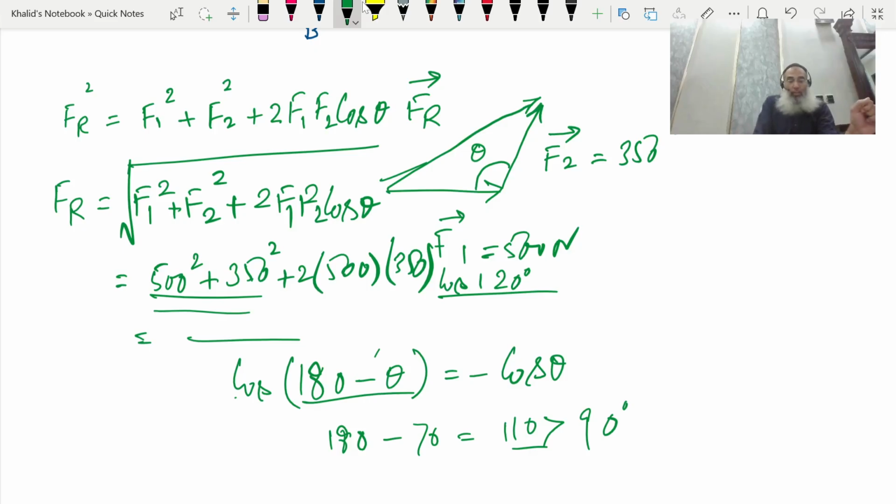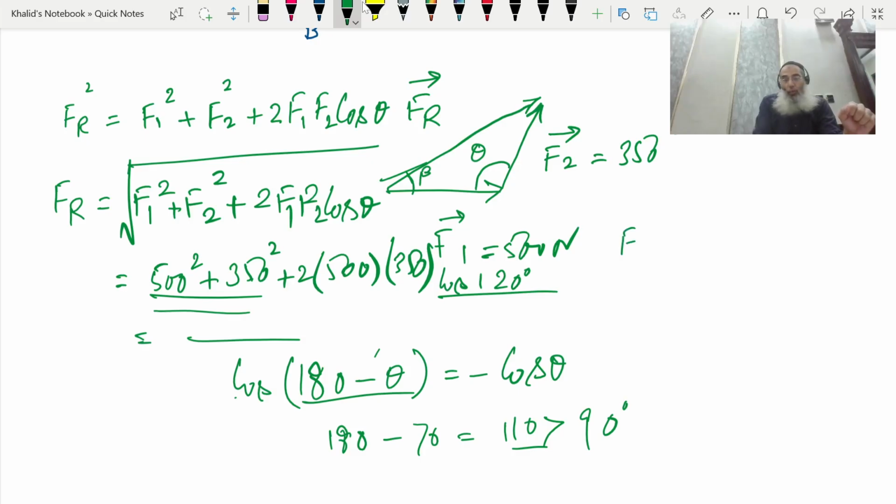And what about the direction of the result? How do we find the direction of the result? For that, you can find this angle by the sine law. Here, for example, the resultant makes an angle of beta with F1. Then you can easily find it by the sine law.